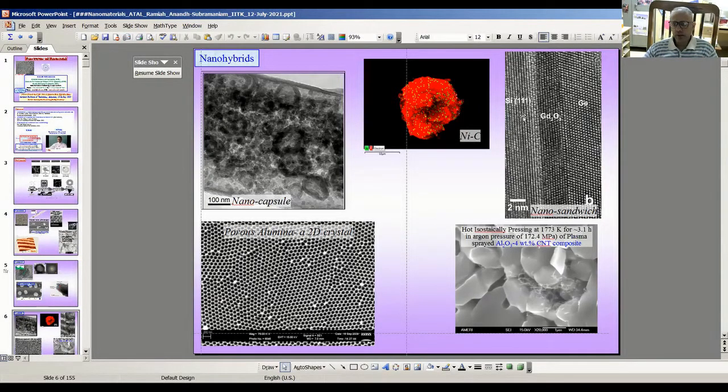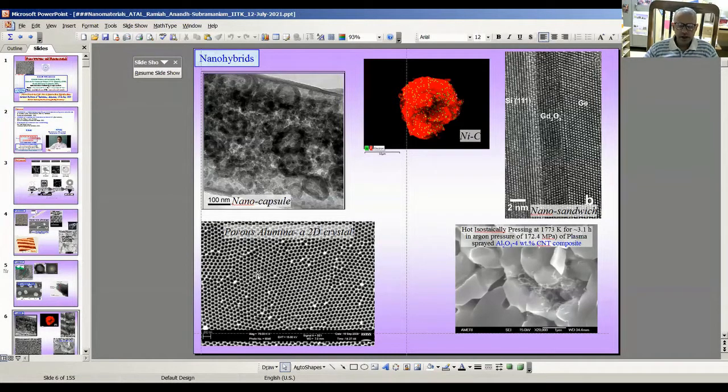On the right-hand side, you see a multi-layered structure, like a sandwich structure. And here you have silicon, germanium, and Gd2O3. So this is also a nanostructure. This picture on the right-hand top was given by Professor Somnath Bhattacharya, who was originally at TIFR and now at IIT Madras. The bottom picture is from Kantesh Balani's group, in which they have made a composite of carbon nanotubes and an alumina matrix. Why they are doing this will be clear, but this is an example of a nano hybrid.